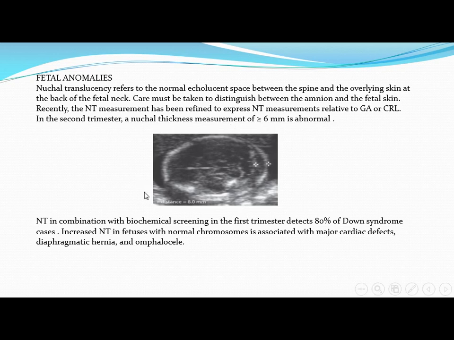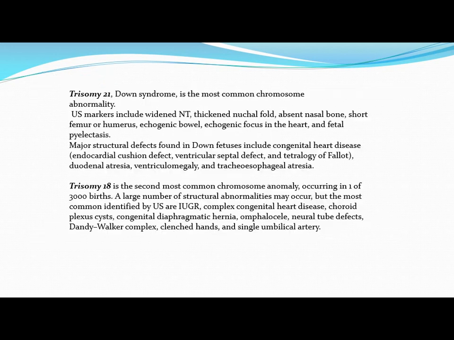Nuchal thickness in combination with biochemical screening in the first trimester detects 80% of Down syndrome cases. Increased nuchal translucency in fetuses with normal chromosomes is associated with major cardiac defects, diaphragmatic hernia, and omphalocele. Trisomy 21, Down syndrome, is the most common chromosome abnormality. Ultrasound markers include widened nuchal thickness, thickened nuchal fold, absent nasal bone, short femur or humerus, echogenic bowel, echogenic focus in the heart, and fetal pyelectasis.